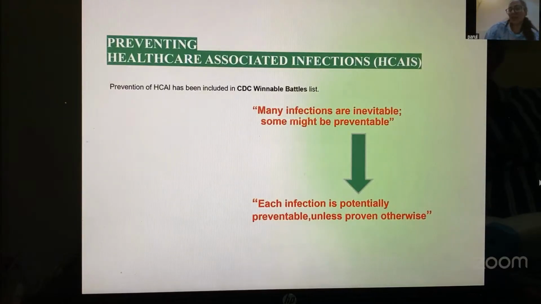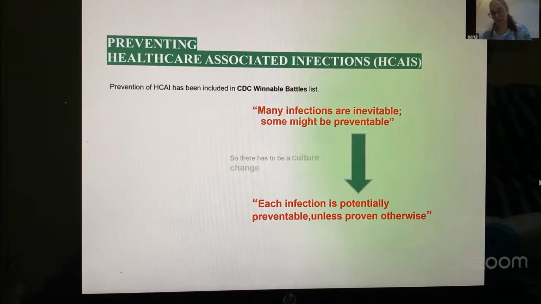Previously, it was believed that many of these infections are inevitable. If a patient comes to the hospital, he has to get some infection. We can do something to change it. But there have been studies and documented evidence that if we try hard, each one of them is potentially preventable unless we prove otherwise. And that is why CDC has put it in the list of winnable battles. The spectrum shift is to save lives by winning this battle. So each infection is now considered potentially preventable unless it is proven otherwise.